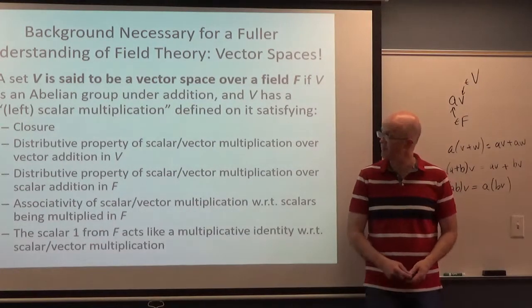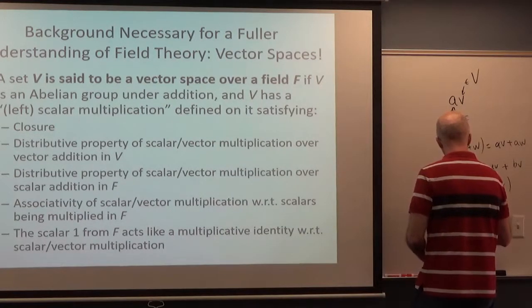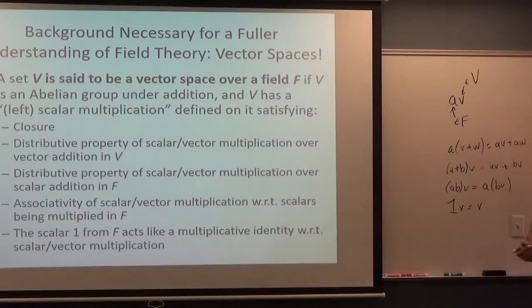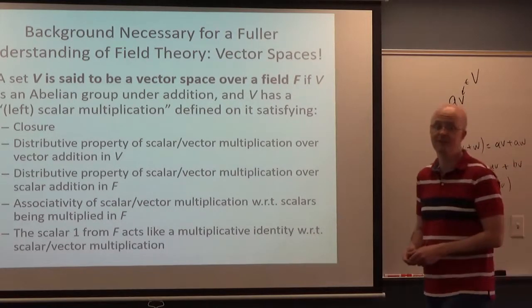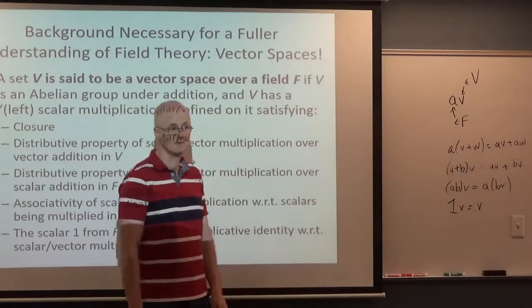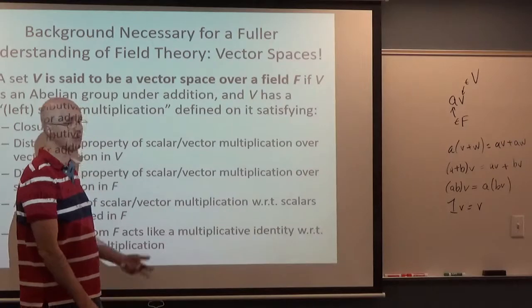And the scalar one from F does act like a multiplicative identity. You multiply it times any vector v, you will get that vector back. But in general, here we are talking about F being an arbitrary field, not the real numbers necessarily. It could be a finite field. And you can still talk about vector spaces over that field.